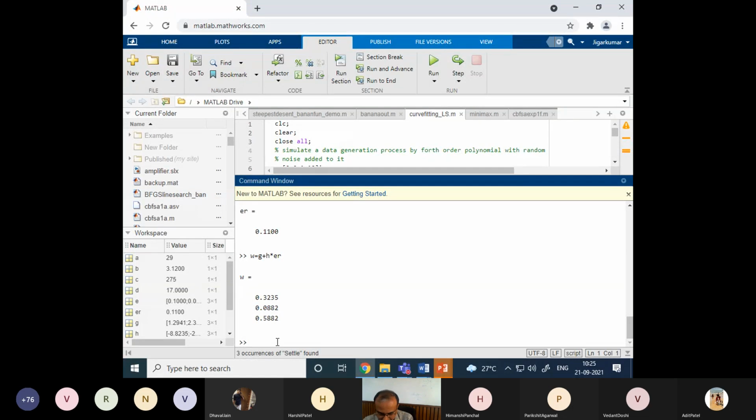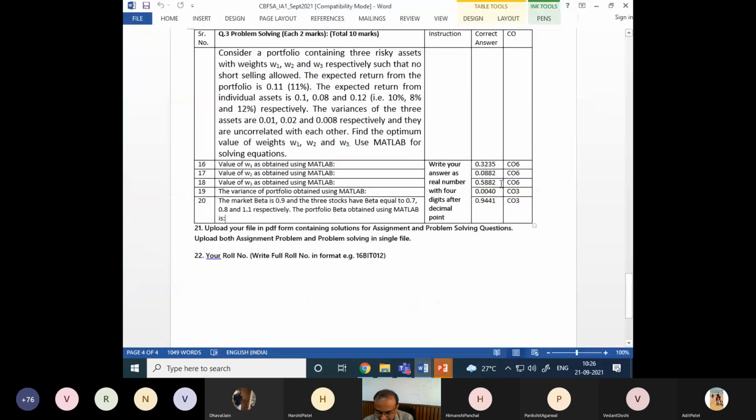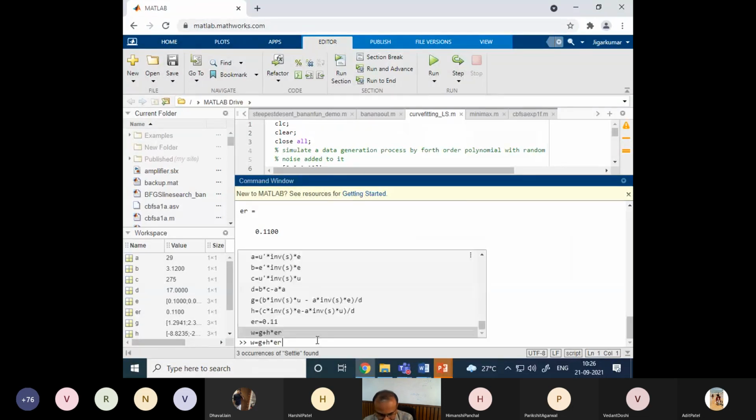Okay. Then this weight vector is known, so I can populate this 0.3235, 0.082, 0.5882 in my answers. So you can populate it, right? So these are the first three answers. Then you have to find the variance of portfolio, means sigma p square. What is it? W p transpose sigma w bar. So let me calculate this.